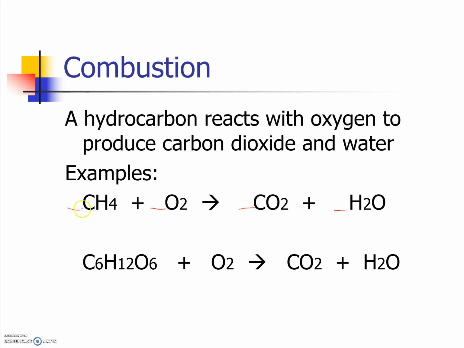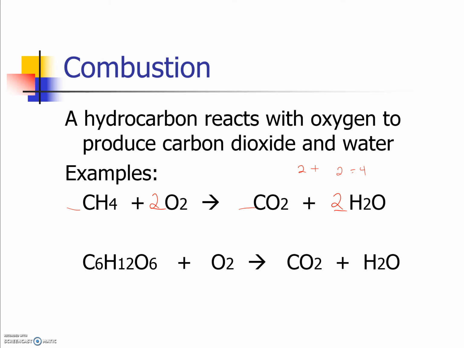So I'm going to start with my carbons, 1 and 1. And then I'm going to move on to my hydrogens, 4. And then I have 2 here, so I'll put a 2 here. That gives me oxygens. I have to remember to add up 2 times 1. So I have 2 oxygens here. And I have just 2 here. So I have 2 plus 2, I have 4 oxygens. And I have 2 here. So I'll do that. And I'm balanced.